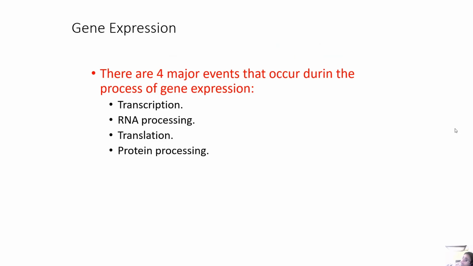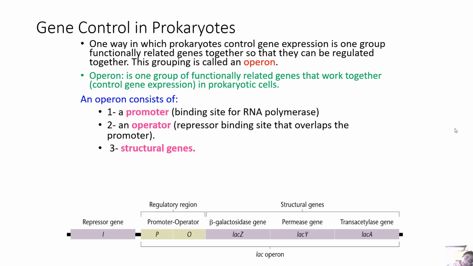If we talk about gene expression, there are four major events that occur during the process: transcription, RNA processing, translation, and protein processing. Now, if we talk about gene control in prokaryotes, one way in which prokaryotes control gene expression is to group functionally related genes together so that they can be regulated together. This grouping is called an operon. An operon is a group of functionally related genes that work together in prokaryotic cells. An operon consists of a promoter, the binding site for RNA polymerase, an operator, the repressor binding site that overlaps the promoter, and the structural genes.